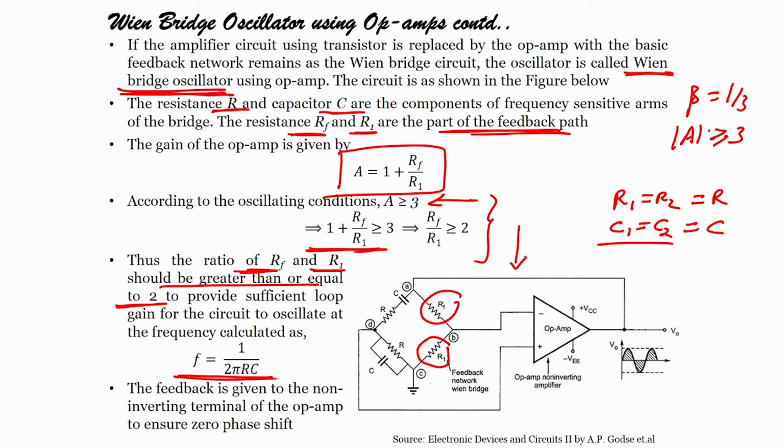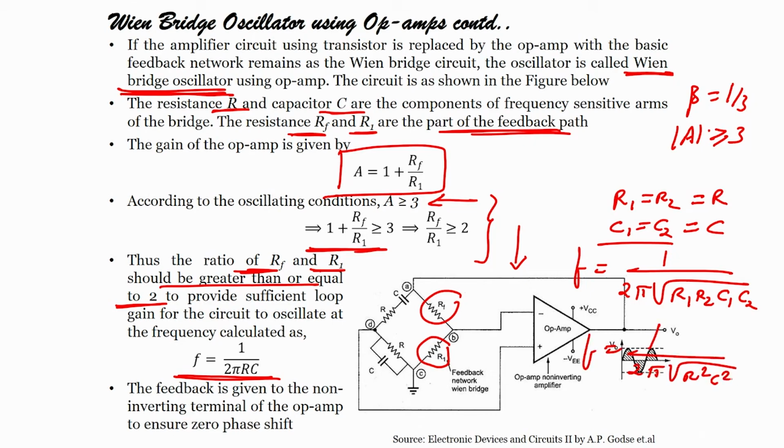Frequency is f equals 1 by 2 pi RC, right. Why? Because the frequency formula we found is f equals 1 by 2 pi under root of R1 R2 C1 C2. But what is the condition that we have selected here? R1 equal to R2 equal to R, C1 equal to C2 equal to C. So, f equals 1 divided by 2 pi under root of R square C square, which becomes 1 divided by 2 pi RC. This is what we have seen here, correct.